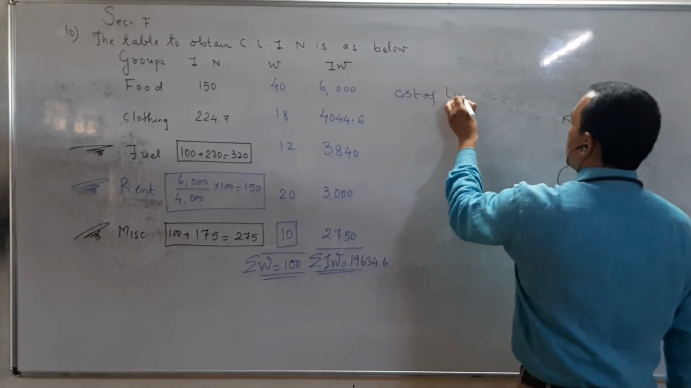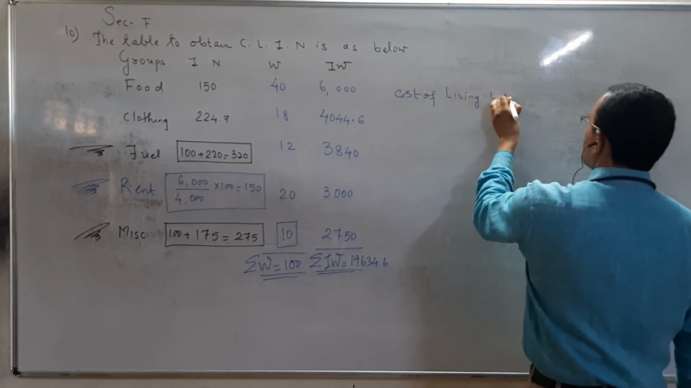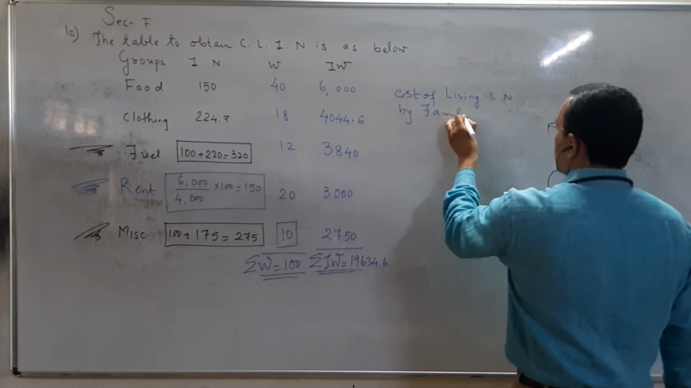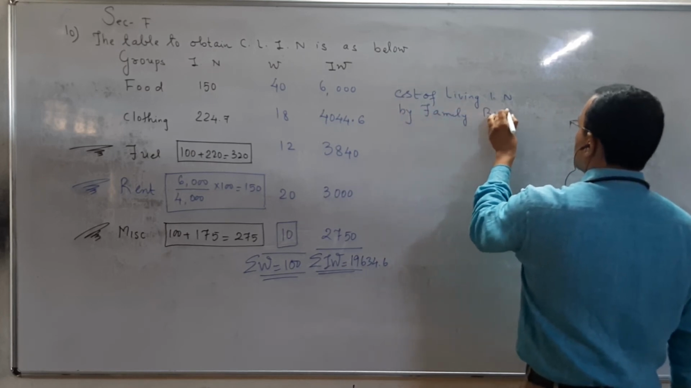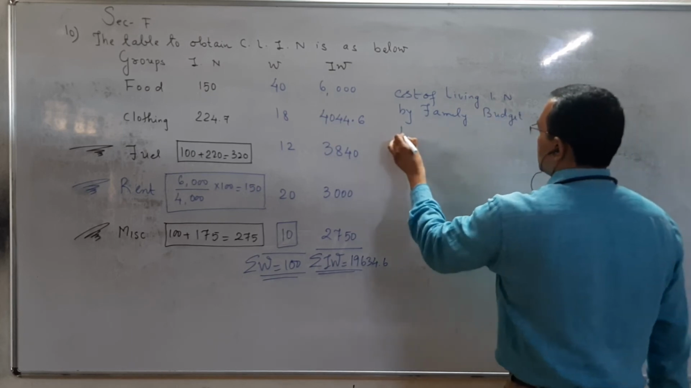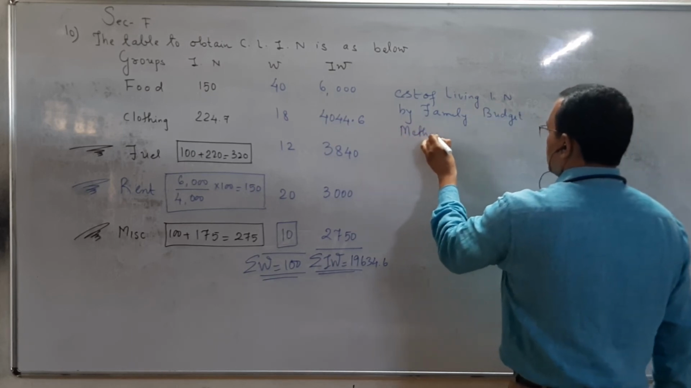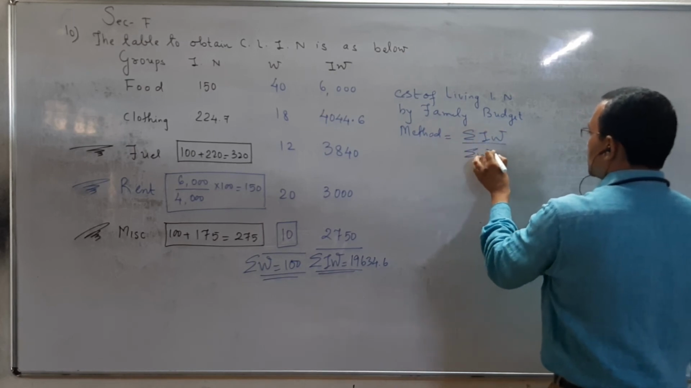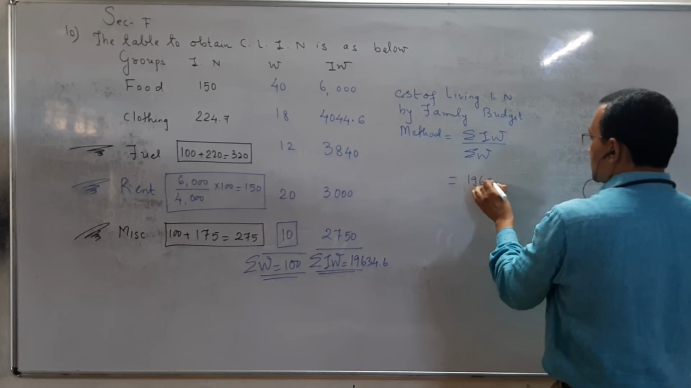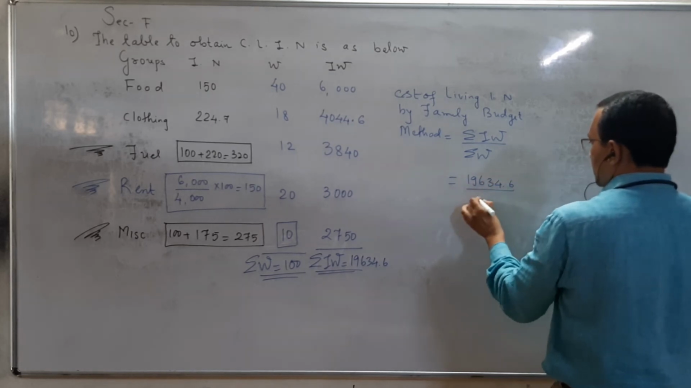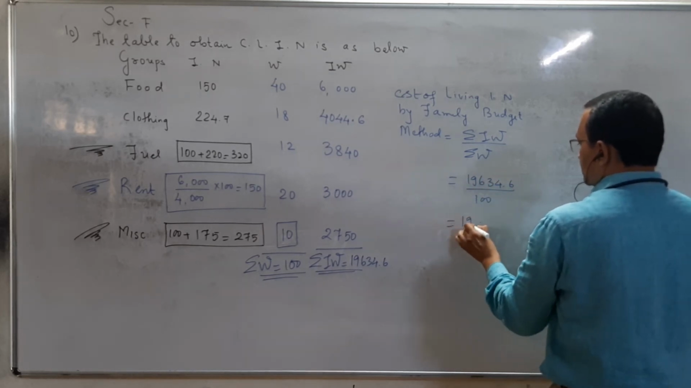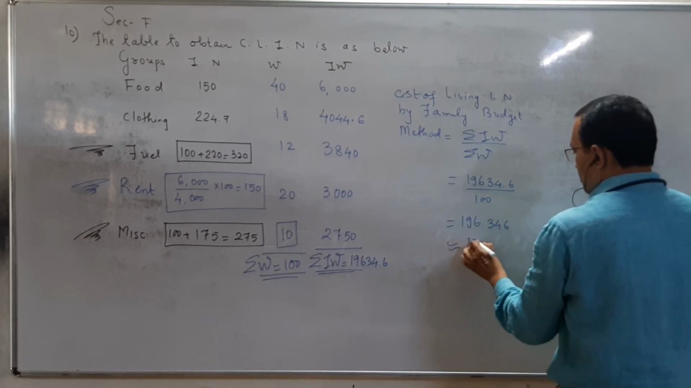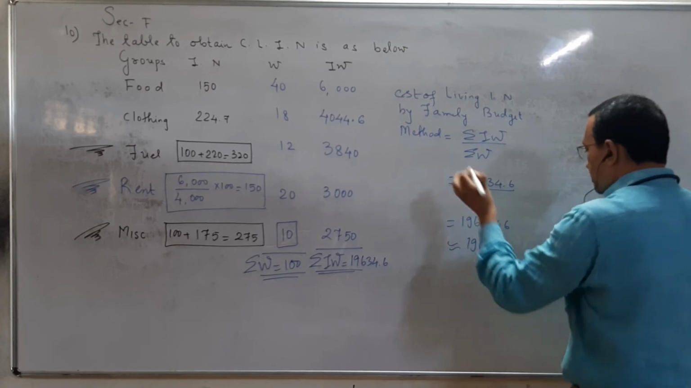So, cost of living index number by family budget method, students, comes out to be sigma IW upon sigma W, 19634.6 upon 100, so 196.346, so approximately 196.35.